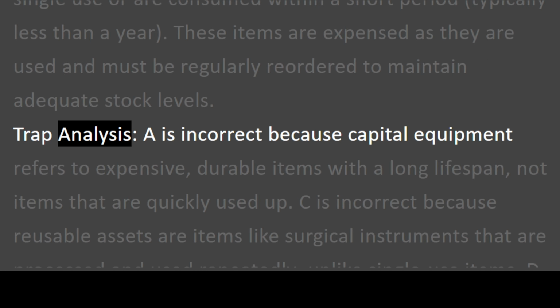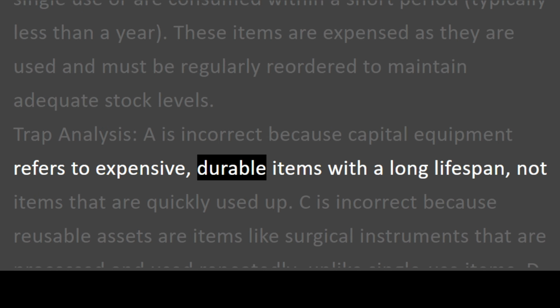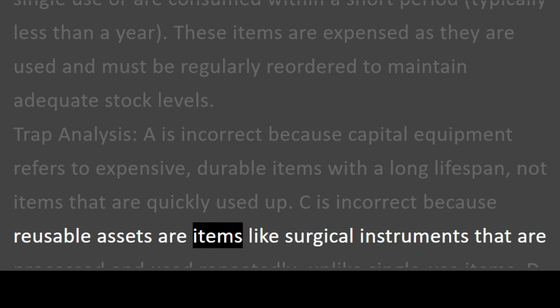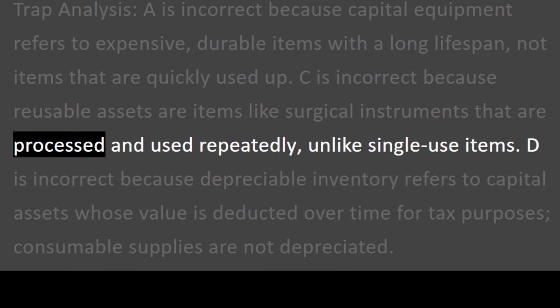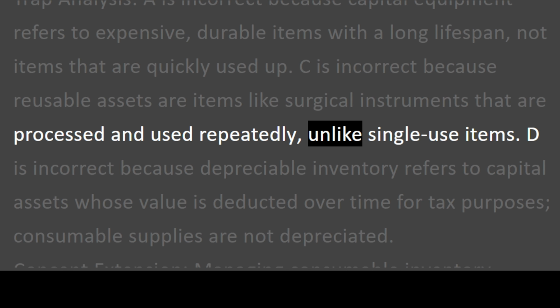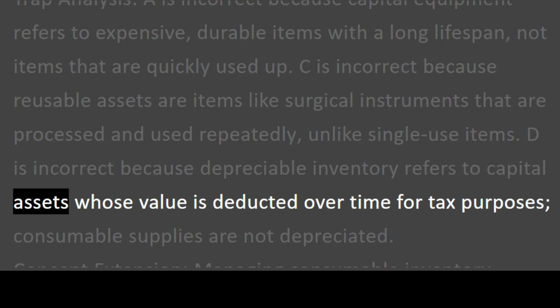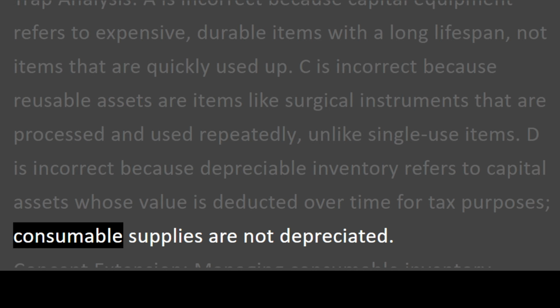Trap analysis. A is incorrect because capital equipment refers to expensive, durable items with a long lifespan, not items that are quickly used up. C is incorrect because reusable assets are items like surgical instruments that are processed and used repeatedly, unlike single-use items. D is incorrect because depreciable inventory refers to capital assets whose value is deducted over time for tax purposes. Consumable supplies are not depreciated.